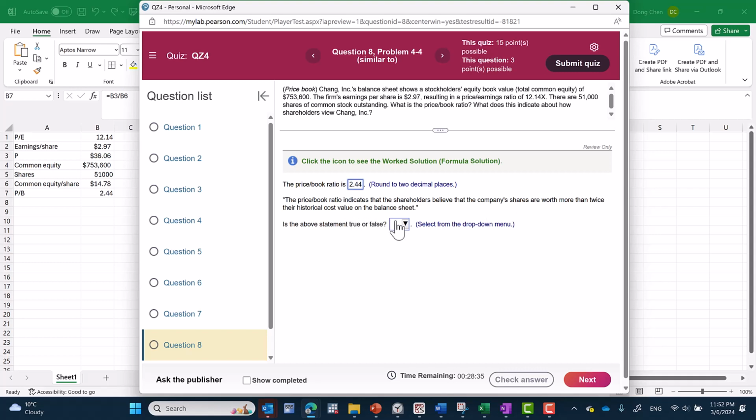This is actually correct, right? Because the common equity indicates the historical value, and price is what the shareholders are paying for the company, so their ratio determines whether shareholders believe that the company is worth more than its historical cost, and by how much. So this is actually correct, true. Check my answer.